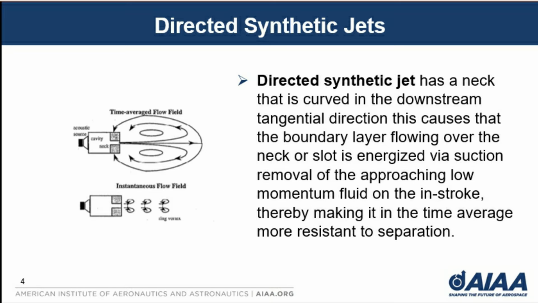On the outstroke, due to the curved neck, the fluid particles are reaccelerated and injected with positive axial momentum into the wall region of the boundary layer. Both the in-stroke and the outstroke of the cycle increase the ability of the boundary layer to resist separation. With this conversion of acoustic energy into the mean flow, increasing the time-average axial momentum of the boundary layer, the boundary layer becomes more resistant to separation.